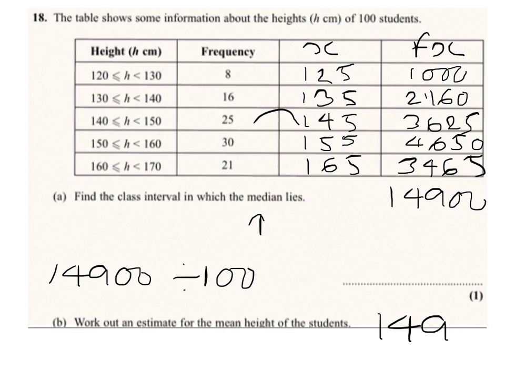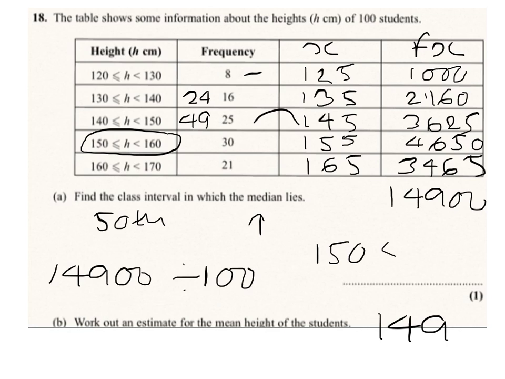The median will be the 50th score. So we've got to find which interval the 50th score is in. Well, you've got 8 in the first, 8 and 16, you've got 24 up to 140. 24 and 25 is 49 scores, so you're going to find that the 50th score then is going to be in that interval, 150 less than or equal to h less than 160.